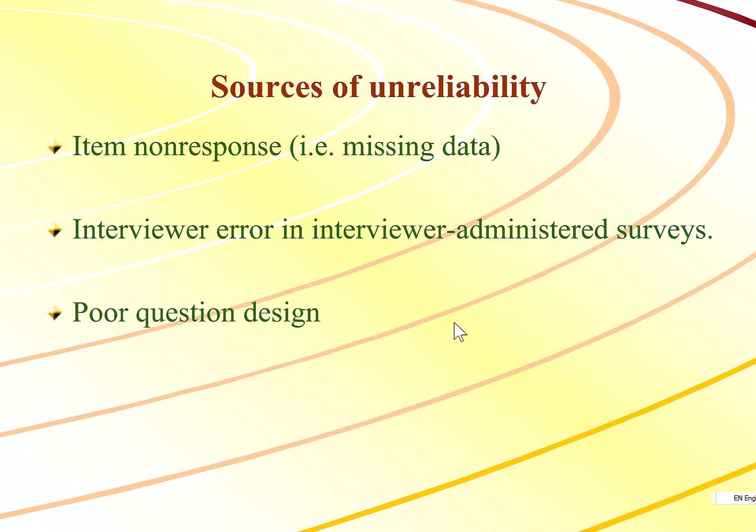Interviewer error is when an interviewer makes a random mistake that's not related to anything specifically, such as skipping a word in the instructions. And poor question design would be things that lead to variation in interpretation, but not in a consistent way, and that is why it's a source of unreliability. If the question design generates responses that are incorrect in a consistent way, that would be bias.